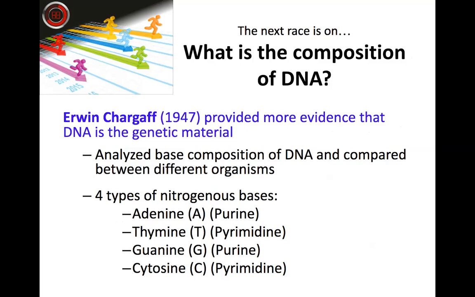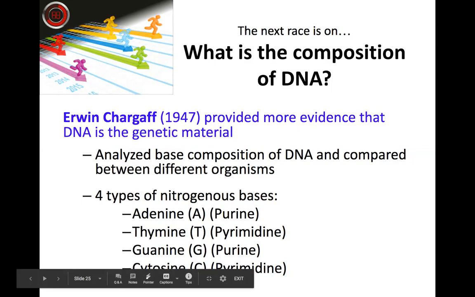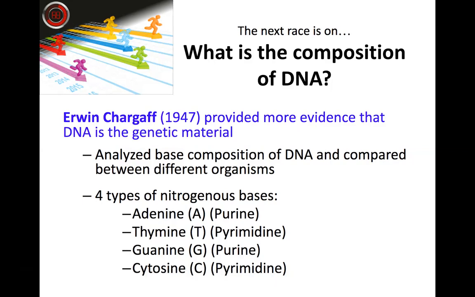So Erwin Chargaff, what he did was he analyzed the base composition of DNA and then compared it against many different kinds of organisms. And what he discovered is that in all of the different kinds of organisms that he studied, they all contained adenine, thymine, guanine, and cytosine, of which fall under two different categories. Both adenine and guanine are considered purines, one type of chemical molecule, and thymine, letter T, and cytosine, designated by letter C, are examples of pyrimidines.